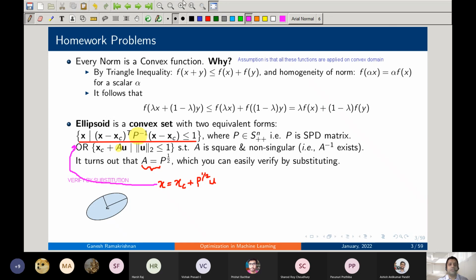What do you get as the expression if you substitute? You get basically x minus xc transpose will be p half u transpose. So I said x minus xc transpose, which is nothing but p half u transpose, times p inverse.